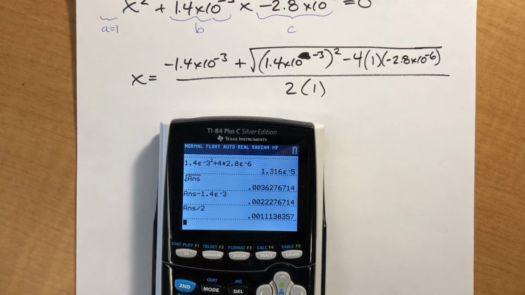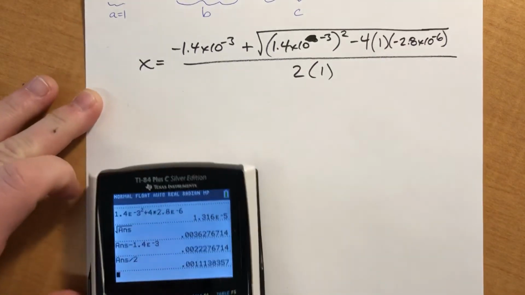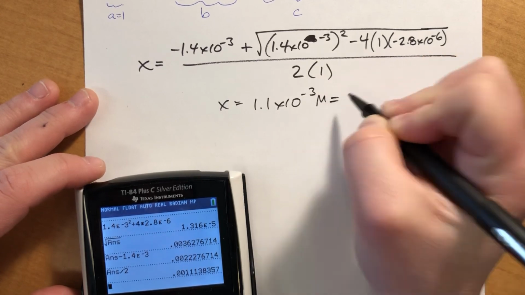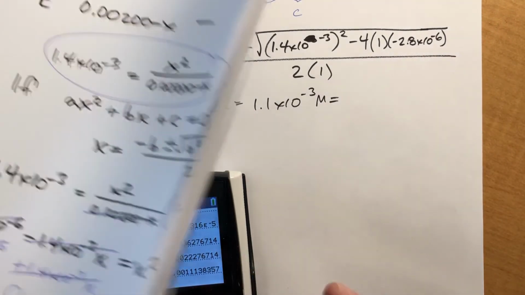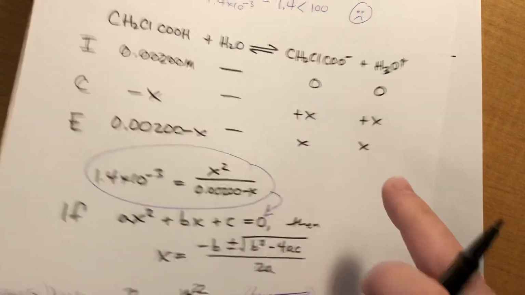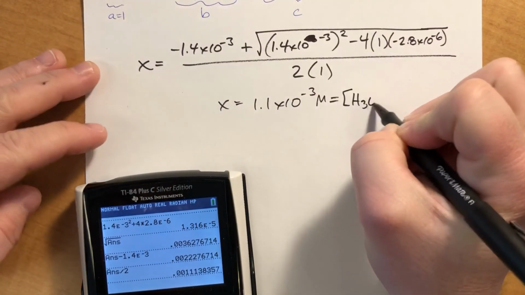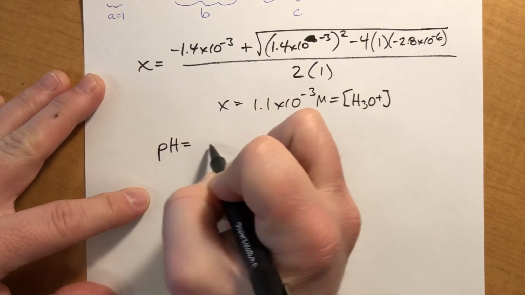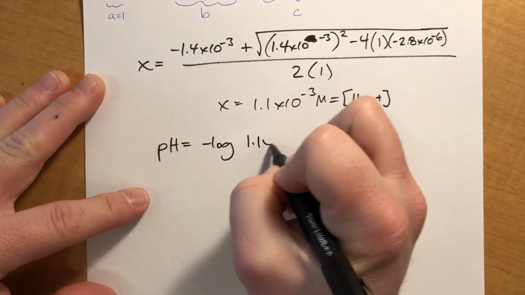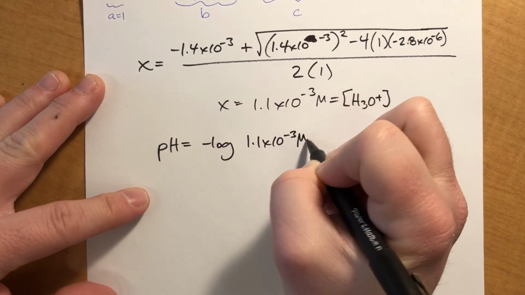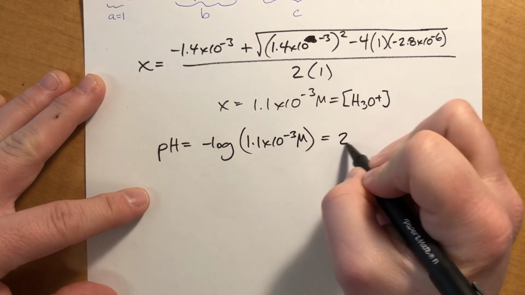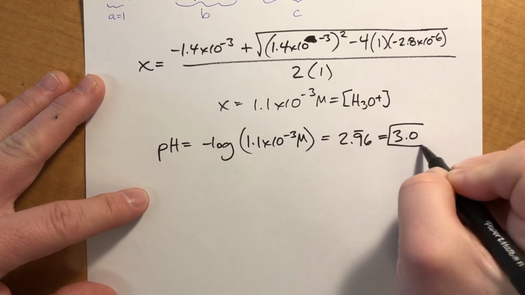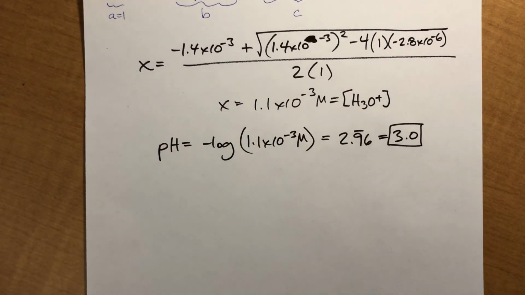0.001138, and so on. Okay, sig figs. We basically have 2 sig figs, so x is essentially equal to 1.1 times 10 to the minus third molar. And as we said way back at the start of this problem, x is the concentration of H3O+. So, pH is the negative log of this. And the answer is 2.96, which with only 2 sig figs would be 3.0. Okay.